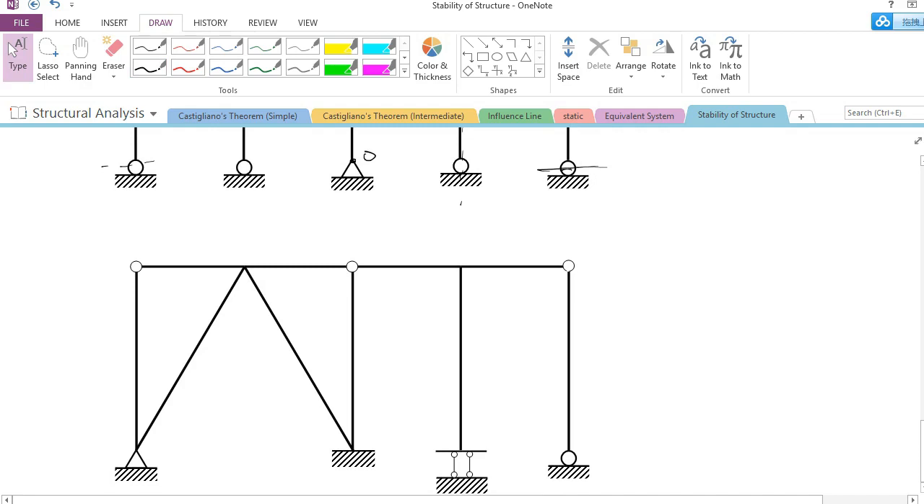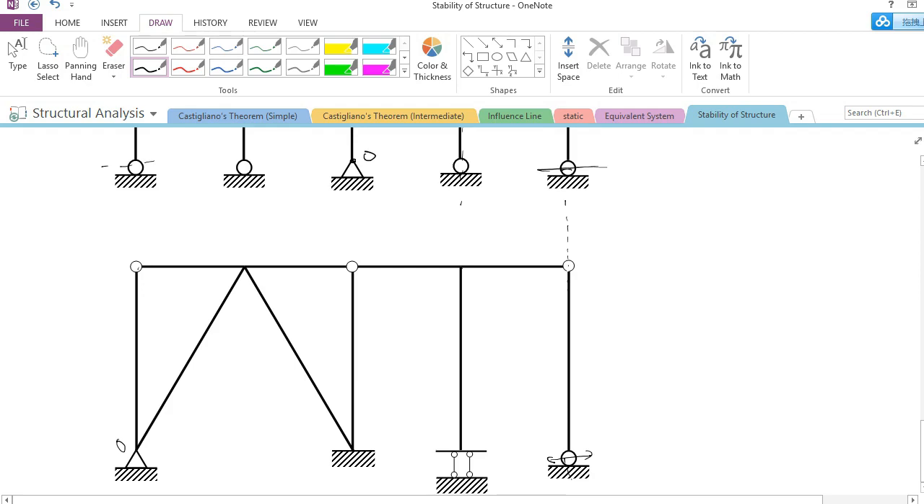How about this one? This one looks complicated. Here it is obviously indeterminate. We can see that this structure is unstable. Why? Because this will move left or right, and then the center of rotation should be somewhere around here. And for this part of the structure, this is a center of rotation, and it is free to rotate.